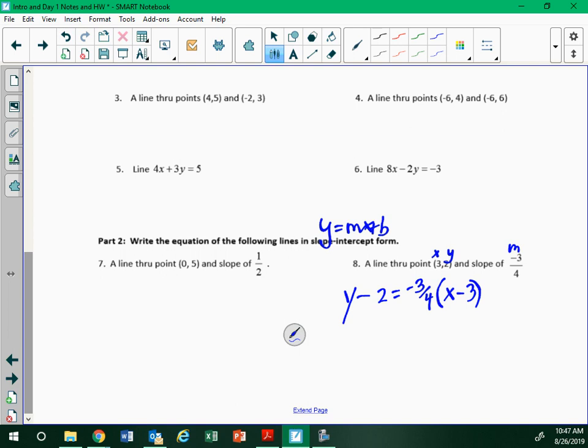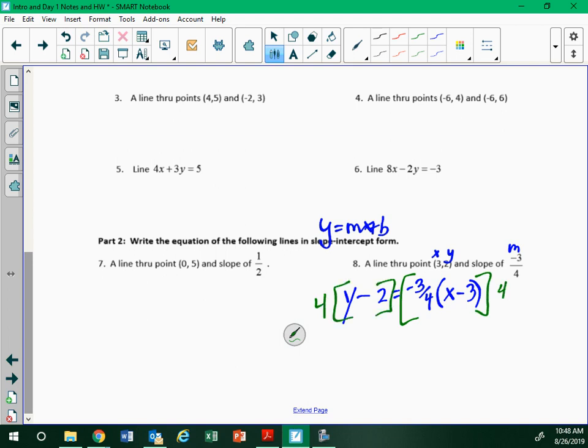Now, we're going for slope-intercept form. It's okay to have fractions in that, but maybe you don't like to work with fractions. I like to avoid them if I don't have to, because it's easier to work with whole numbers rather than fractions. You could distribute this out, but you're going to have fractions anyway, so I personally would go ahead and get rid of that fraction. I would multiply both sides by 4.